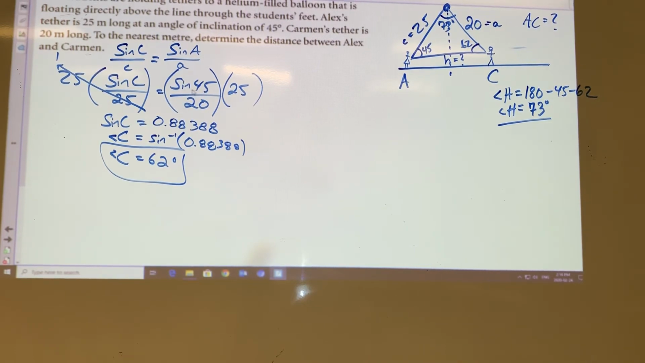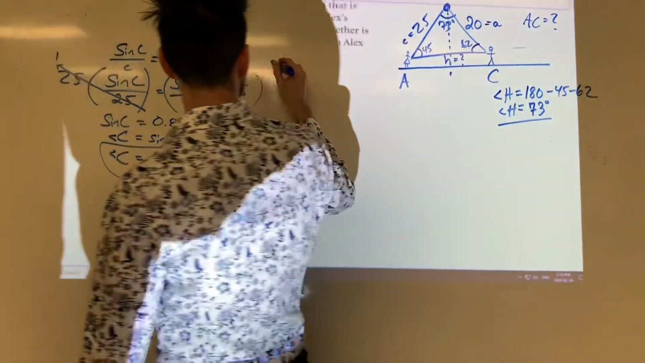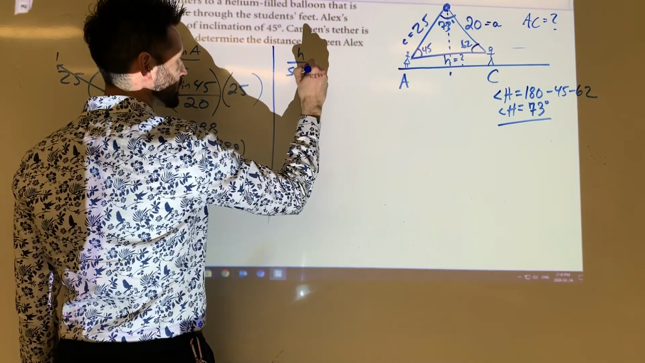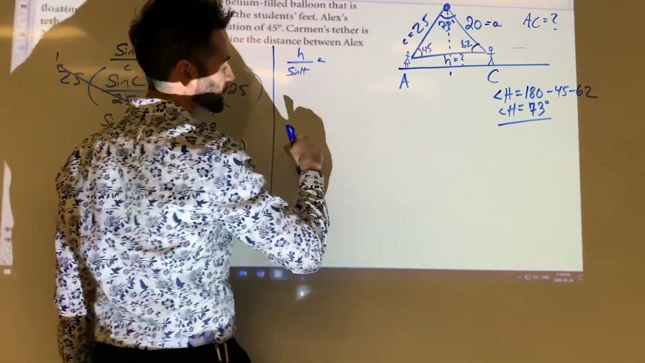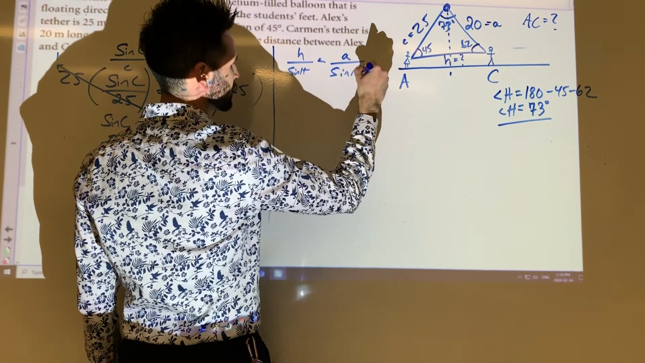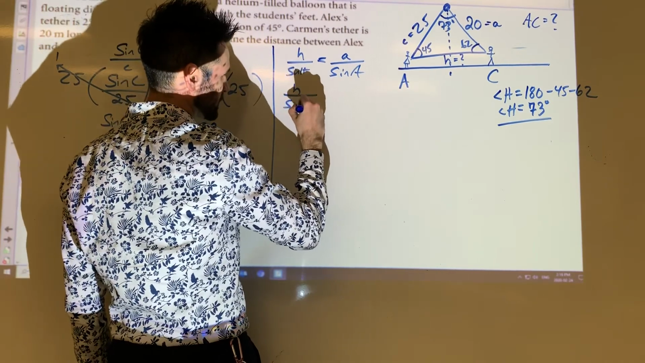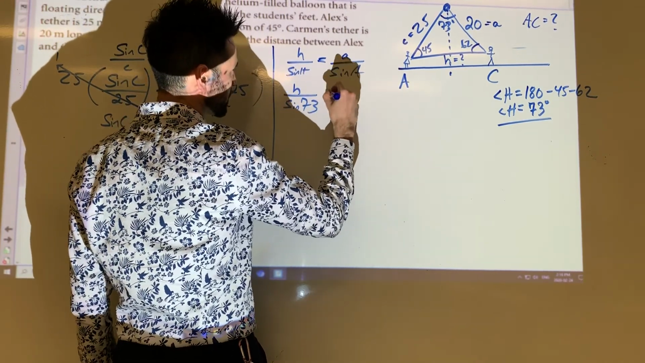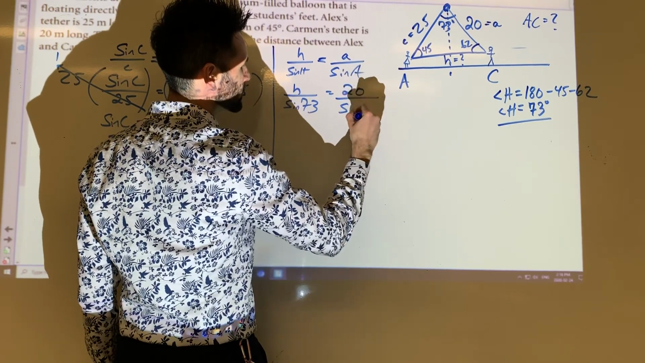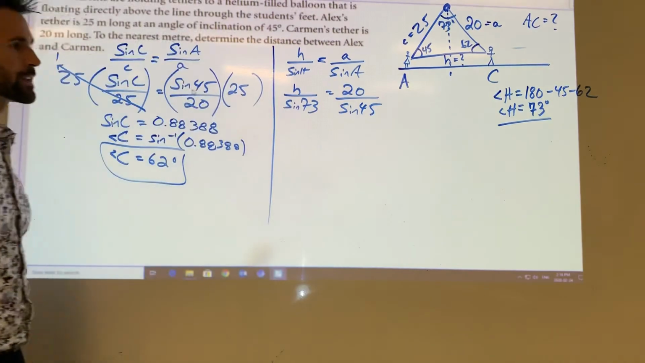Use sine law again? Yes, to solve for that side. Okay, so I'm going to go h over sine H equals, then pick a side. I'm going to use Alex's side because it was given. So I'm going to use a over sine A. I'm going to do the whole thing again. I'm getting tired just thinking about it. So it's 20 over sine 45. So there it is set up.